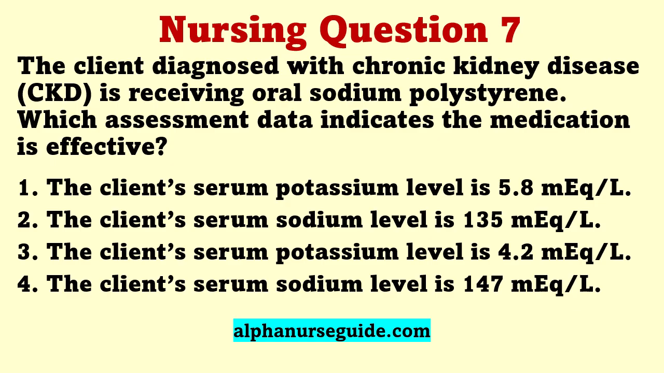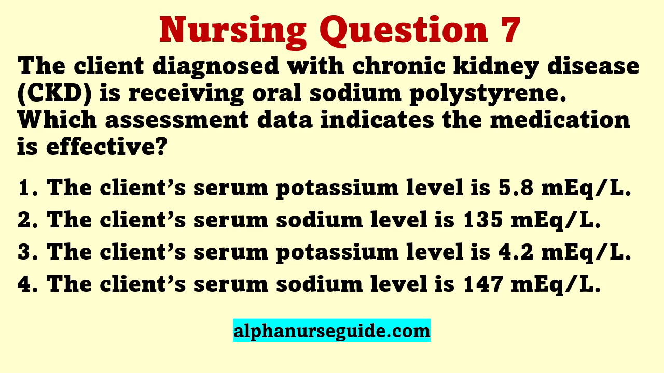The client diagnosed with chronic kidney disease is receiving oral sodium polystyrene. Which assessment data indicates the medication is effective? 1. The client's serum potassium level is 5.8 milliequivalents per liter. 2. The client's serum sodium level is 135 milliequivalents per liter. 3. The client's serum potassium level is 4.2 milliequivalents per liter. 4. The client's serum sodium level is 147 milliequivalents per liter.